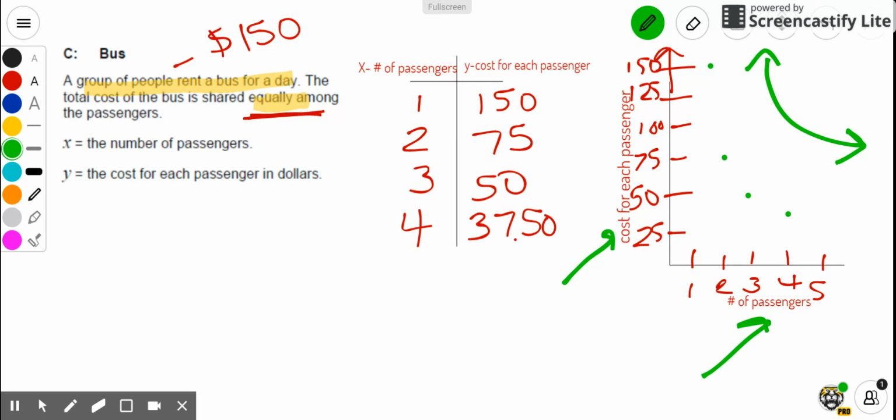Remember, if you connect the graph, it is continuous because it continues from one number to the next. And if you don't connect the points, then it is considered a discrete graph because you're not connecting it.